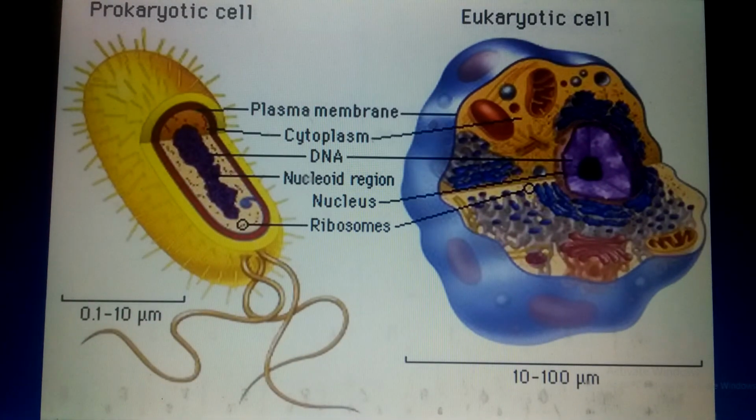Okay. Now this diagram shows just the similarities. Similarities means the presence of plasma membrane in both. Presence of plasma membrane, cytoplasm, DNA. Okay. And ribosomes.